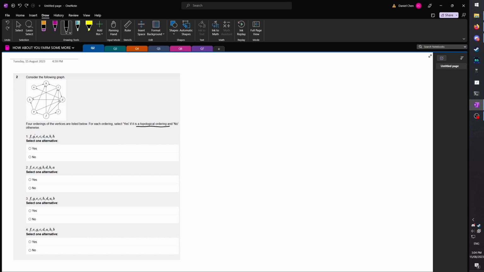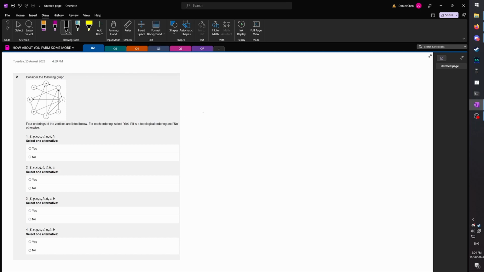With G, make sure there's no outgoing edge to F. With E, make sure there's no outgoing edges to F and G, so on and so forth. If you find one, then it's not in topological ordering. And if you go through all of them and you don't find one, then it is in topological ordering.